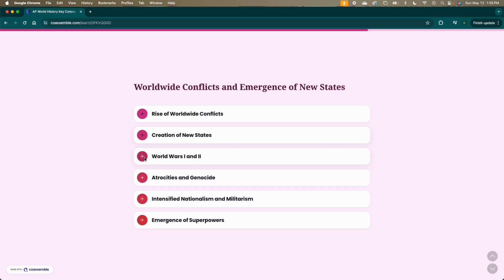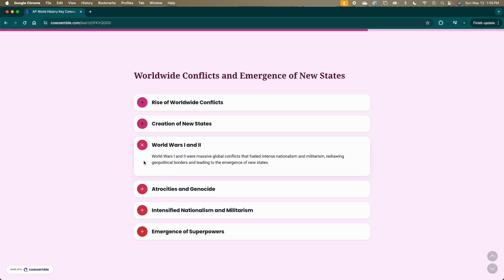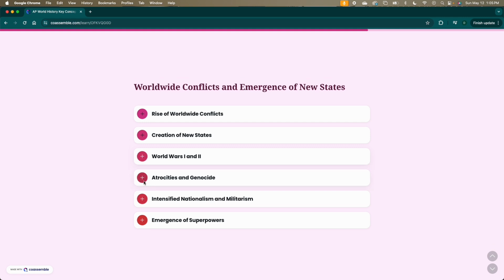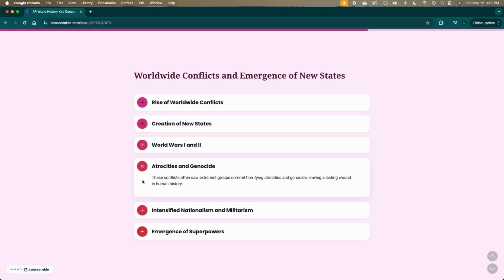So then World Wars I and II here. World Wars I and II were massive global conflicts that fueled intense nationalism and militarism, redrawing geopolitical borders and leading to the emergence of new states once again. And atrocities and genocide. These conflicts often saw extremist groups like the Nazis commit horrifying atrocities and genocide, leaving a lasting wound in human history, so you definitely need to know those.